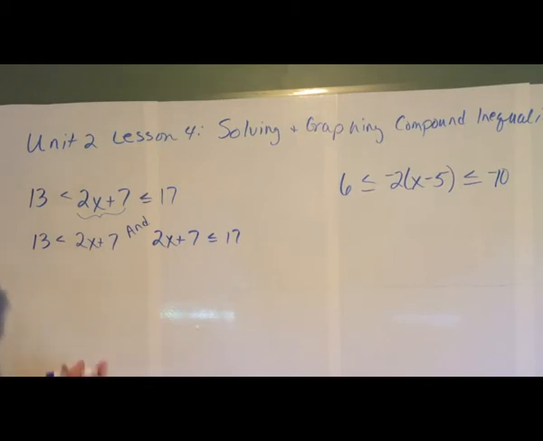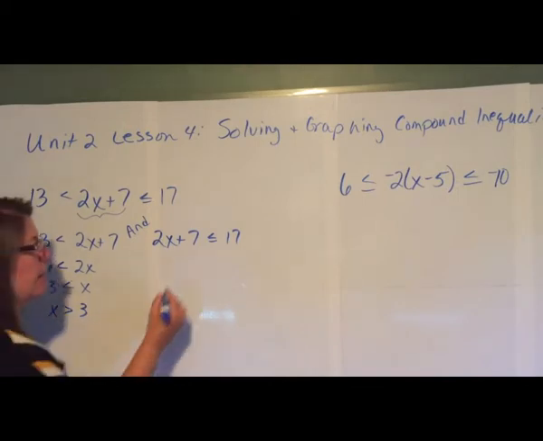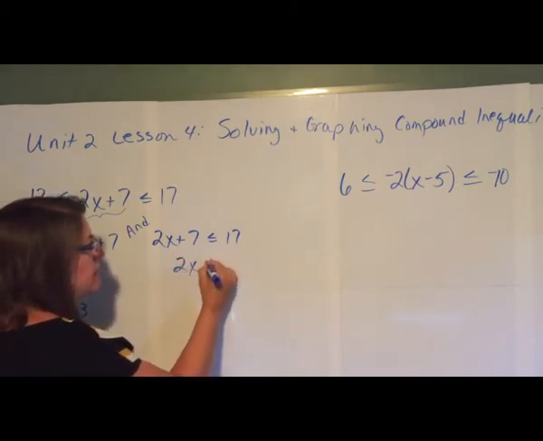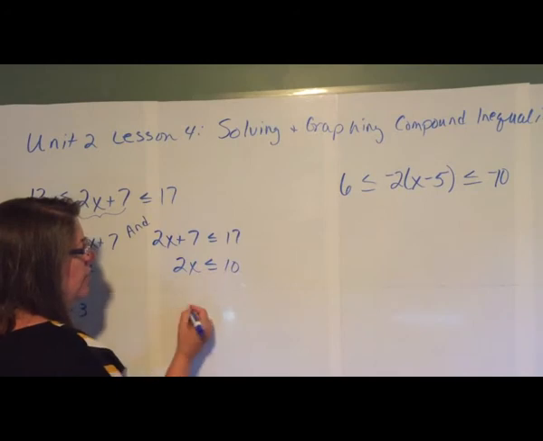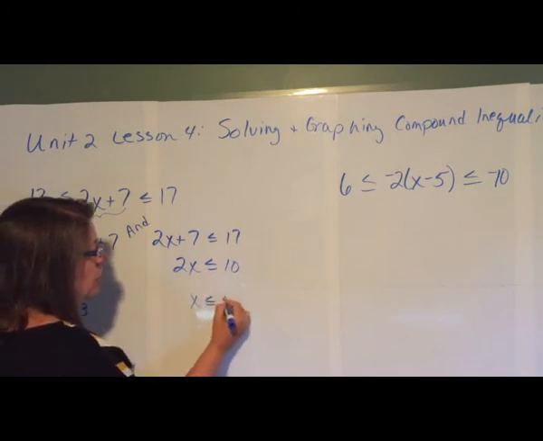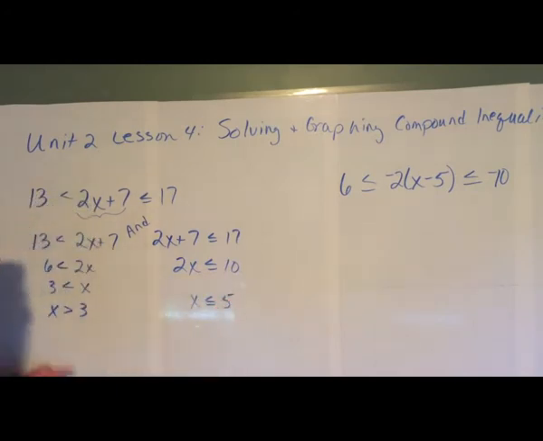Then we're going to solve the inequality just like normal. So I'm going to subtract the 7 over. So 6 is less than 2x. If I divide by 2, 3 is less than x. And then to make graphing easier, I'm going to get the x to the left. X is greater than 3. Then in this one, I'm going to subtract the 7, divide by 2. So here I have x is greater than 3 and x is less than or equal to 5.